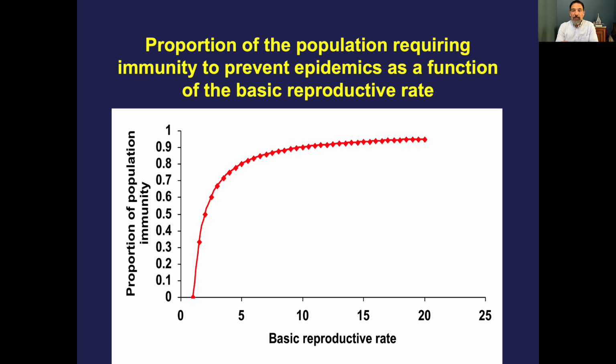And so if you were to plot P as a function of the basic reproductive rate in this equation, you can see how once you get beyond a basic reproductive rate of, say, 2, more than 50% of the population needs to have immunity in order to prevent spread, and it's greater than 90% once you get above 10, basic reproductive rates above 10.